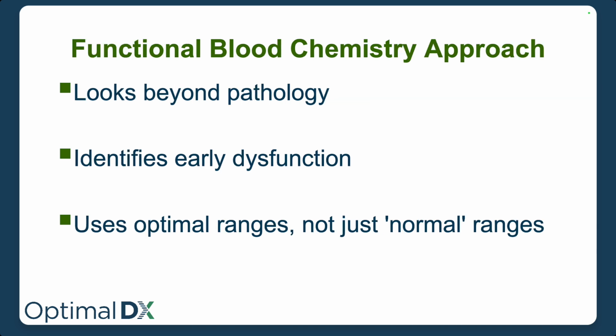So conventional lab interpretation is designed to detect disease, not necessarily optimize health. And so a patient may fall within a normal range, but still experience symptoms of dysfunction. So a functional blood chemistry analysis approach uses narrower, evidence-informed optimal ranges to catch subtle changes early. And this allows us to act before dysfunction hardens into disease. And it gives us a framework for connecting biomarker changes to real clinical patterns.